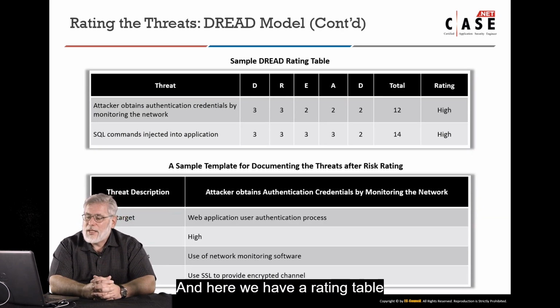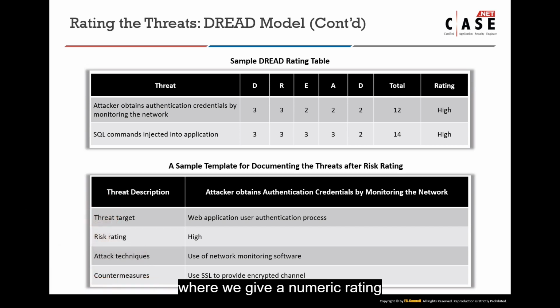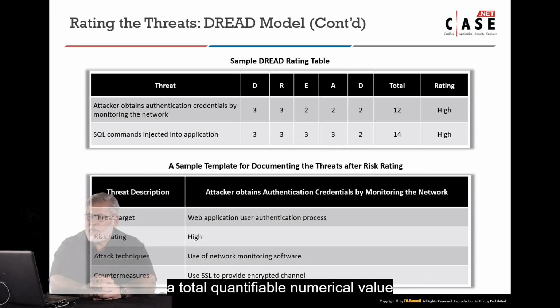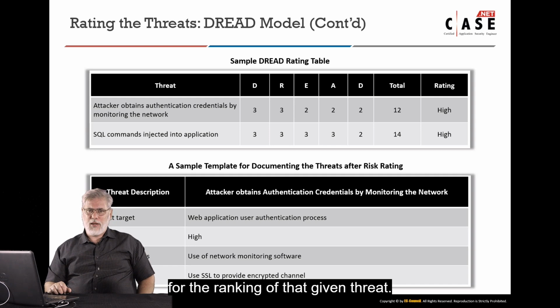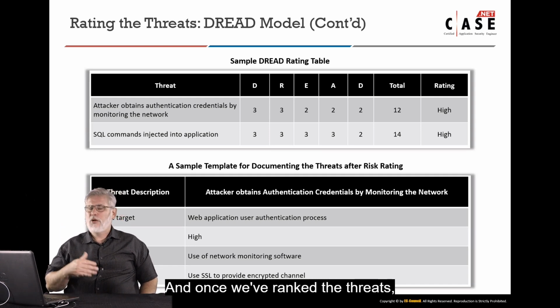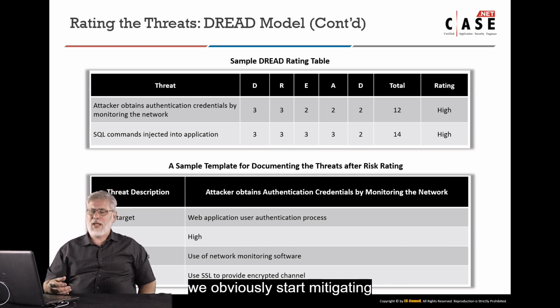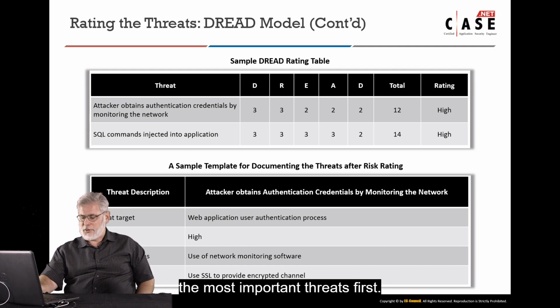And here we have a rating table where we give a numeric rating on each of those areas we just discussed, and that ultimately gives us a total quantifiable numerical value for the ranking of that given threat. And once we've ranked the threats, we obviously start mitigating the most important threats first.